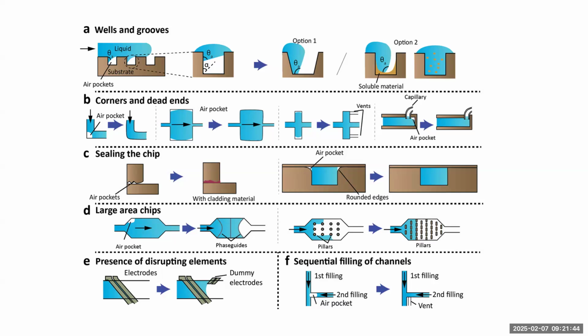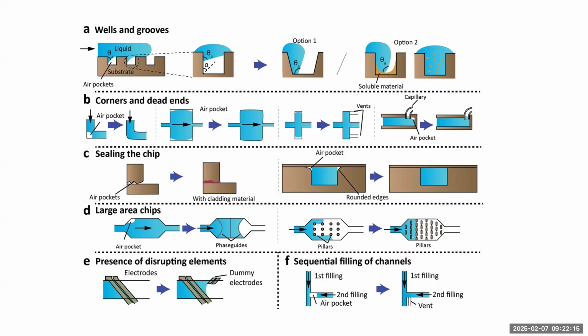So part B of this figure, they talk about corners and dead ends. If we see the first one, we have a right angle of liquid traveling through. They recommend, because of the advancing angle on a right angle like that, air can get trapped in the corner. They recommend making a softer corner instead of a right angle, kind of just making it more of a slope. So that's not always possible.